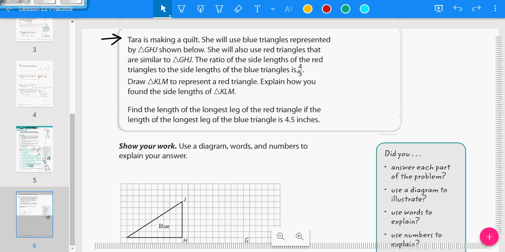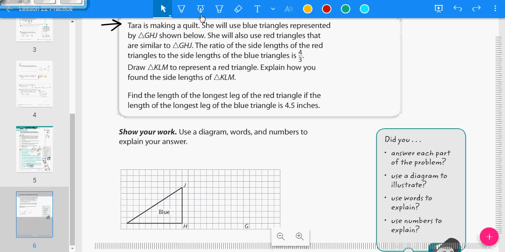Now, think about, I'm going to stop here. If it's 4/3, that means it's bigger than 1. 4/3 is bigger than 1. So it's going to get bigger.